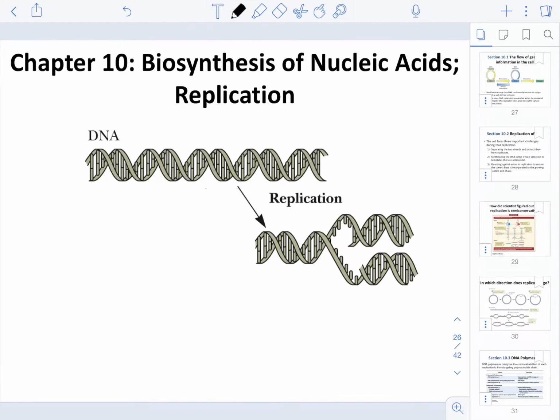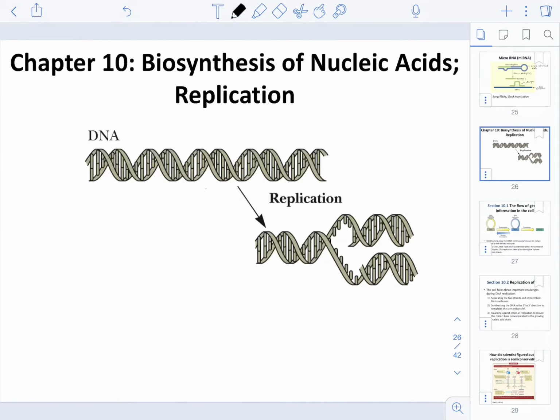In this section, we are going to be covering some general information when it comes to the biosynthesis of nucleic acids, more specifically DNA replication. One of the things that we must establish, and we have already mentioned in previous sections of the lecture, is that when it comes to DNA replication in prokaryotes, these events happen in the cytoplasm, but when it comes to eukaryotes, DNA replication happens in the nucleus of the cell.